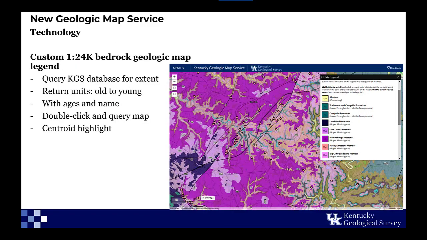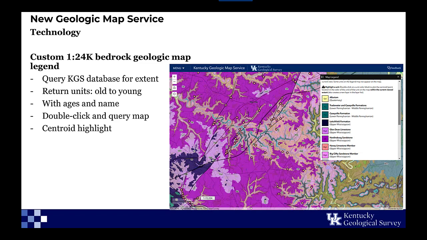So I'll just go through some of the features of the map service. We have a custom Bedrock geologic map legend. This is really important, I think, for people who are used to using geologic maps. They want to see the units displayed in stratigraphic order from youngest at the top to oldest at the bottom, with their proper names and with their ages. And so we can do that by querying the database for the extent, bringing that back for the units that are displayed.